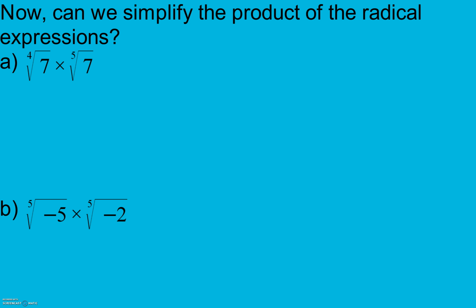Now go ahead and give these a try. Here, we have a 4 and a 5. So since 4 and 5 are not the same, we cannot reduce that. In B, I have 5 and 5. Since those are the same, yes, I can reduce it. I'm going to have 5 as my index, and I'm going to multiply my radicands. Negative 5 times negative 2, and I'm going to get positive 10. And there's nothing else I can do to simplify that there. So we leave it just like that.